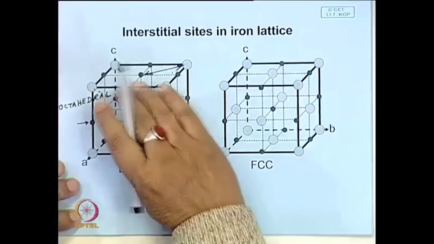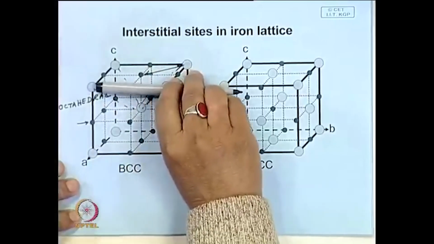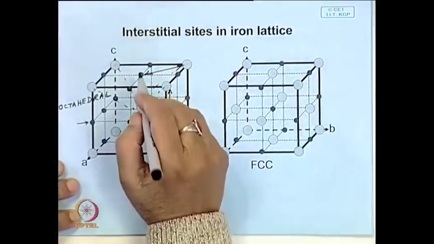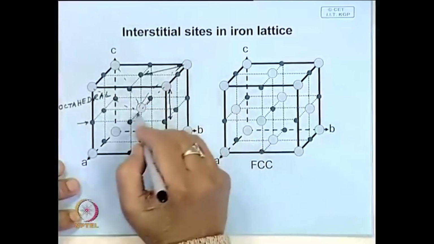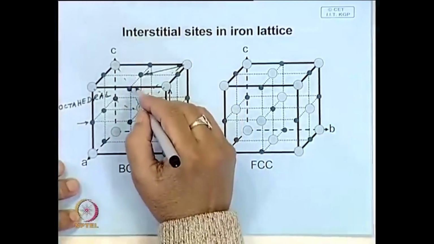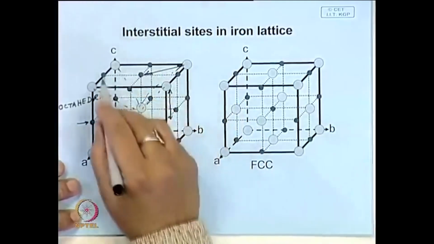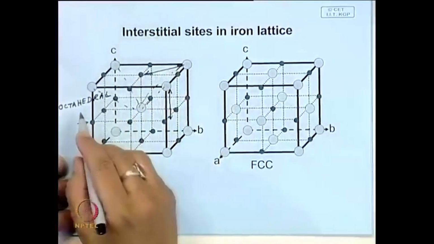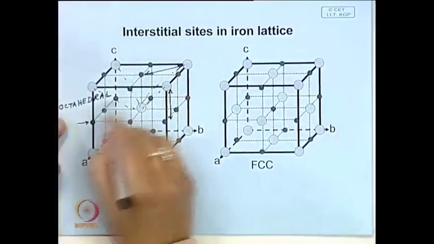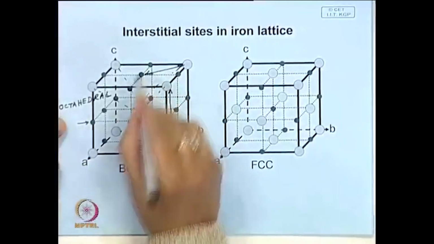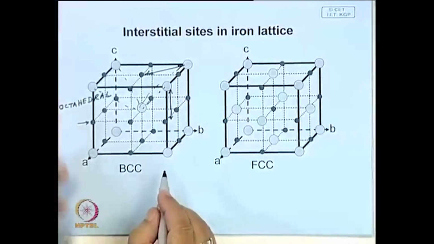and similarly if you visualize, there is another cell on the top, and you can join these with the center atom on the unit cell above this, then you will get an octahedron, and the center of that octahedron is the likely location of the carbon atom.